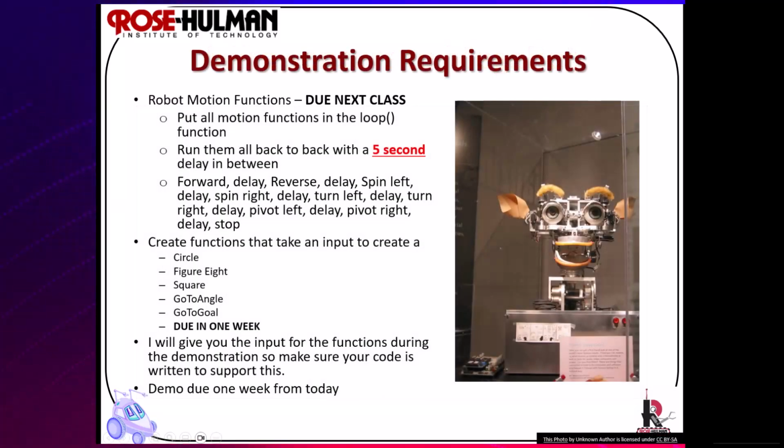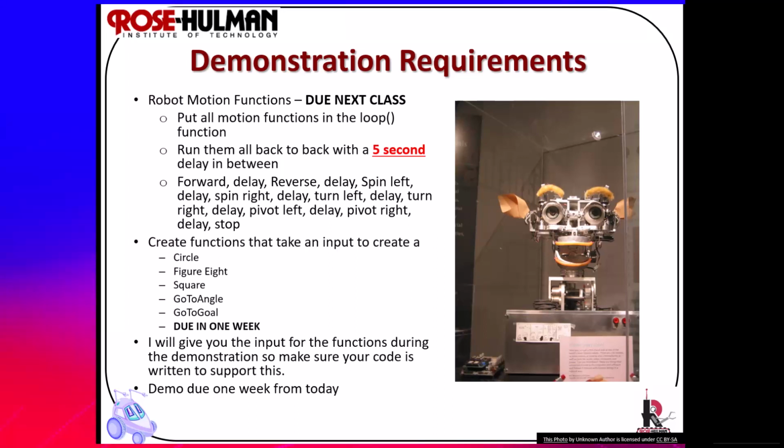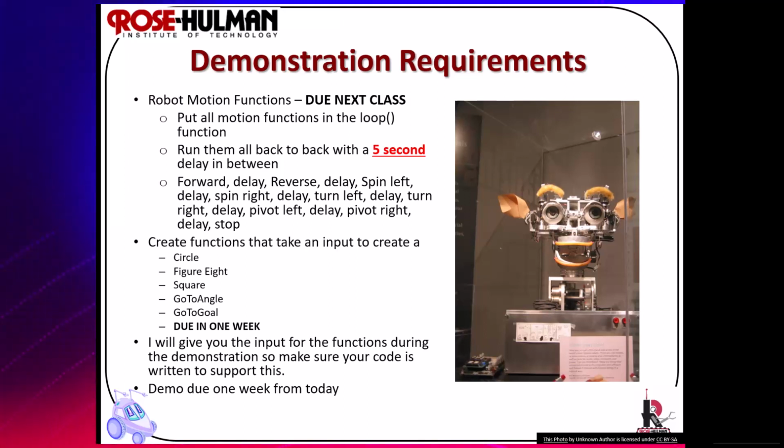Final reminders. For your demonstration, there's going to be 2 phases. For the first phase of the demonstration, that's going to be due next class, you're already halfway there with the code I've given you. I've given you code that moves your robot. You just have to put that code into functions to implement forward, reverse, spin left, spin right, turn left, turn right, pivot left, pivot right, and stop. And basically what you're going to do is write one loop that calls each function with a delay in between, similar to the video you watched, and check all those off in the next class.